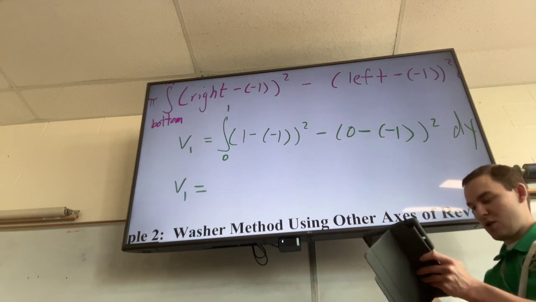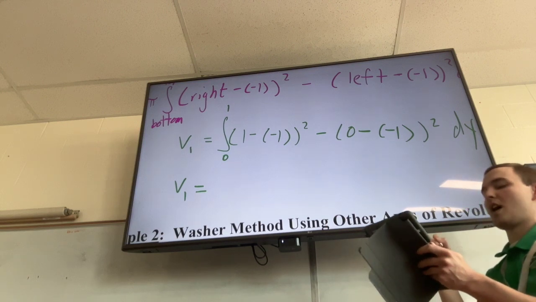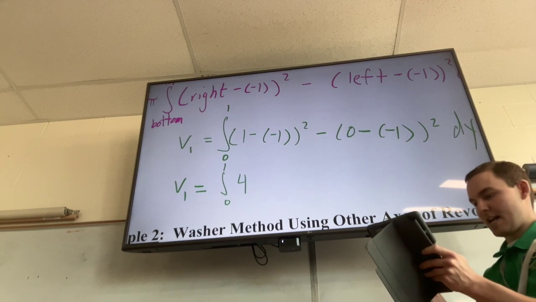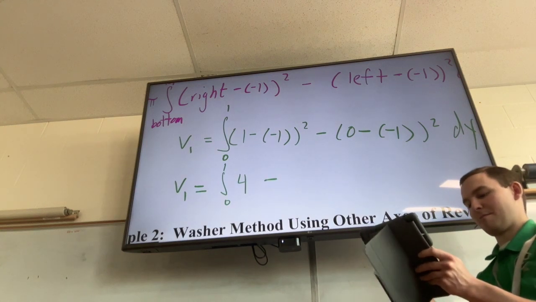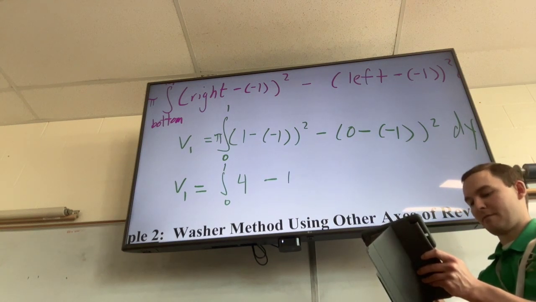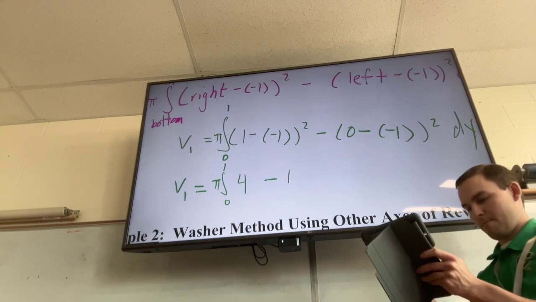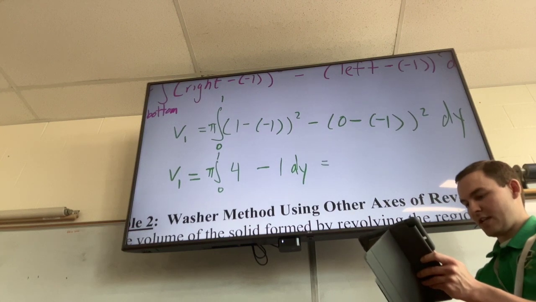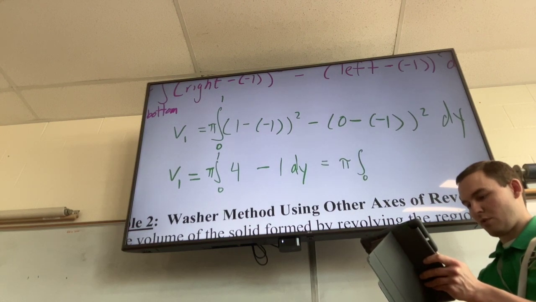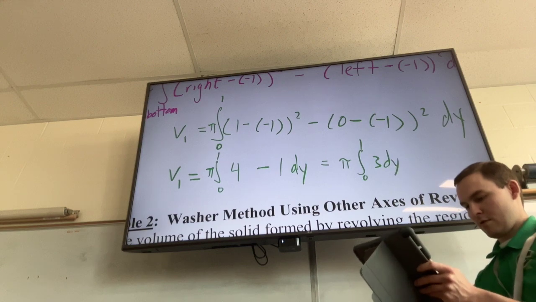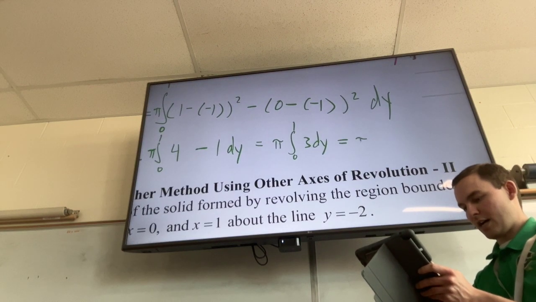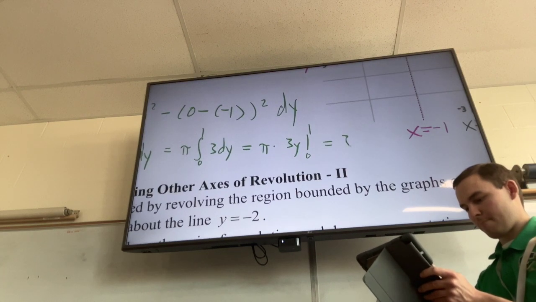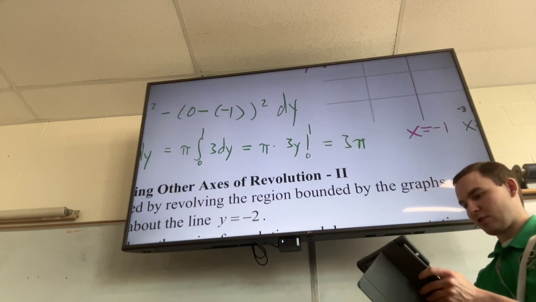So that's V1 equals, okay, 1 minus negative 1 squared. That's what? 4? 4 minus 0 minus negative 1 squared is 1. Oh, I forgot my pi. Put a pi in front. So this becomes pi times the integral from 0 to 1 of 3 dy, which is pi times 3y evaluated from 0 to 1, which is 3 pi. So table that. Let's draw a dash around that.